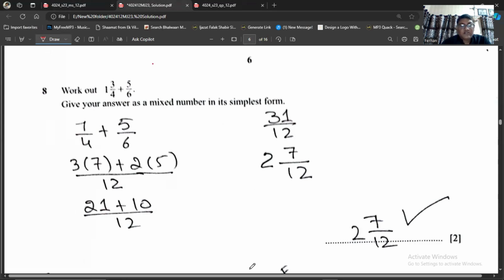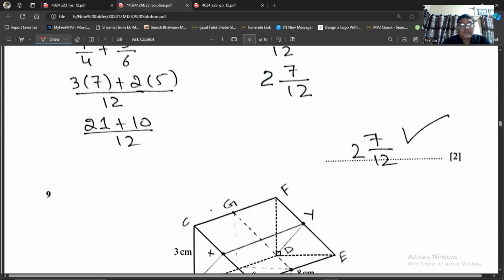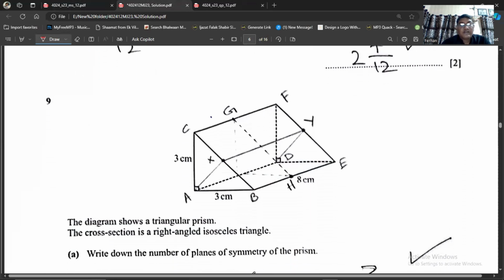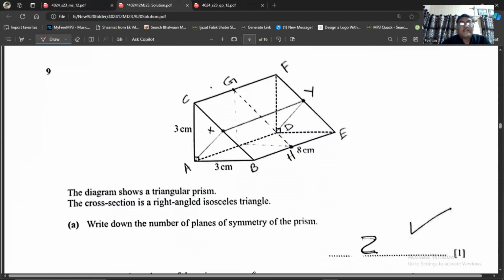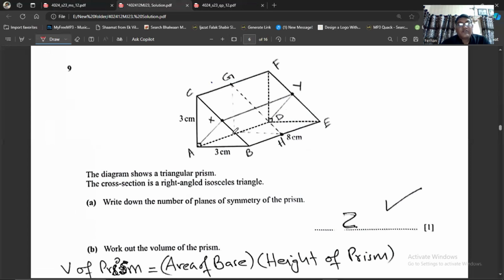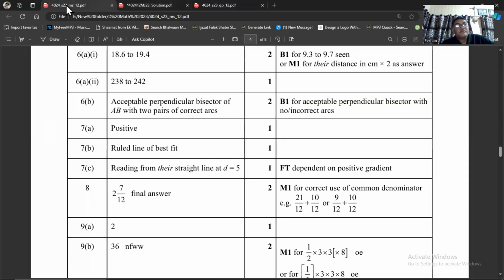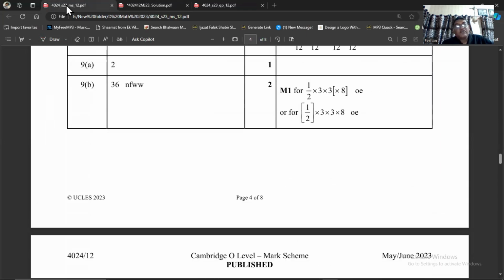Okay. So we are going to the next question number 9. Let me show you. Yeah. So here you can see I have shown that this is one of the planes of symmetry. And this is the plane of symmetry, and this is the plane of symmetry. So basically, if you cut it from here, it will cut into 2 same solids. And if you cut it from here, it will cut into 2 same solids. Okay, so there are 2 planes of symmetry. So that is question number 9.